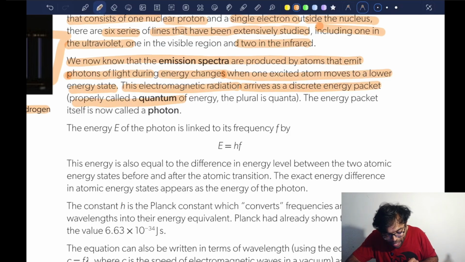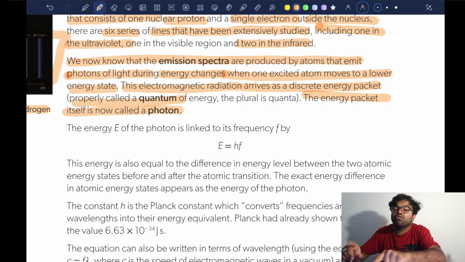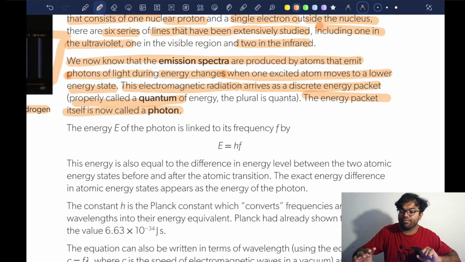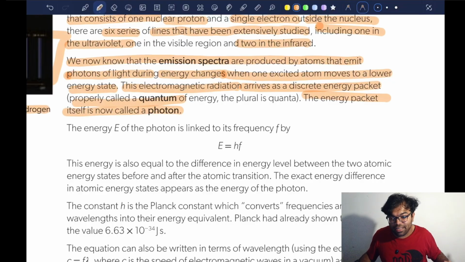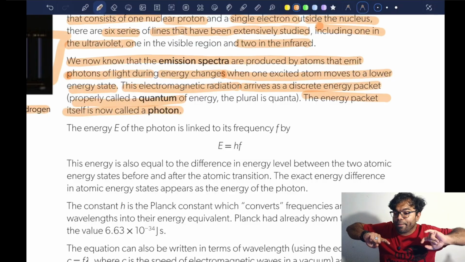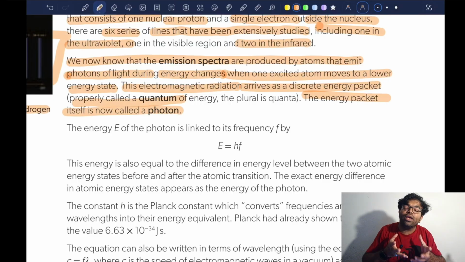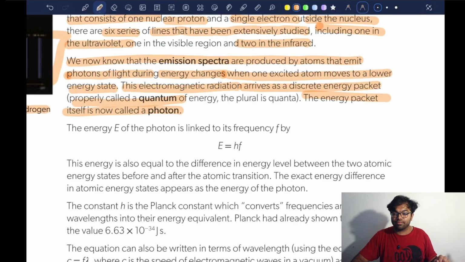Now, the energy packets in the visible region are called photons. The light that we can see, those packets will be called photons. Microwaves cannot be seen, radio waves cannot be seen, so those packets will be called quanta. Because light can be seen by our eyes, we call the packets of light photons. Clear? Okay.